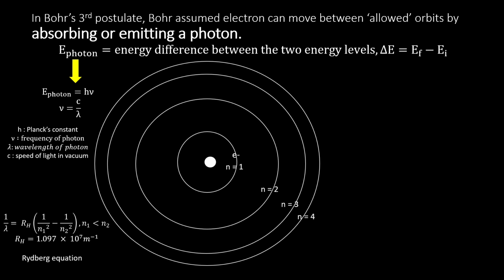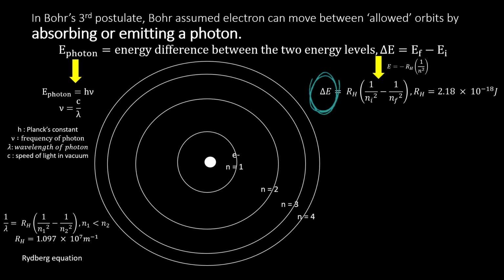Using the energy of the electron at a particular energy level, we can then calculate the difference between energy levels using the formula: energy difference between two energy levels equals the Rydberg constant multiplied by 1 over initial state squared minus 1 over final state squared. And because here it is energy, the Rydberg constant value is 2.18 times 10 to the power of negative 18 joules.